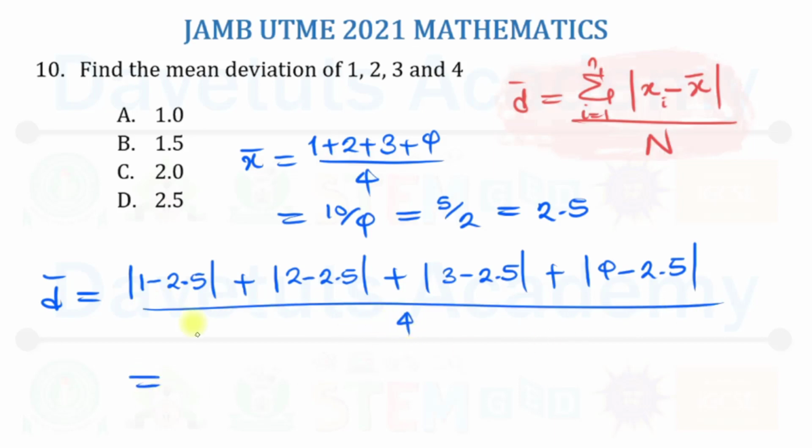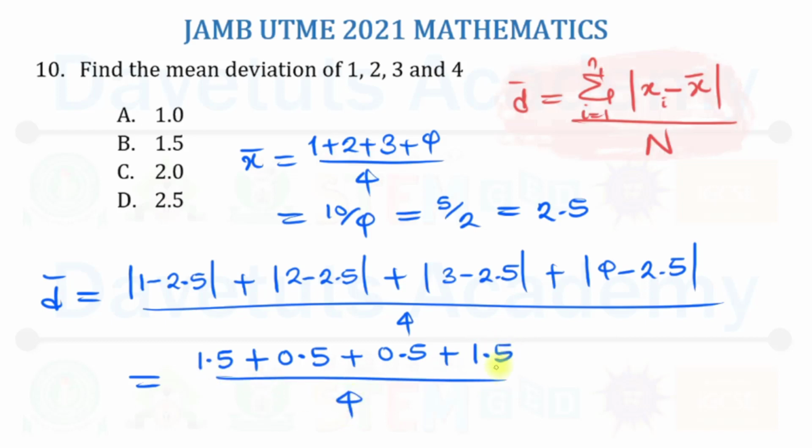If you are to do that, 1 minus 2.5 will be 1.5, but we are taking the absolute value, so we're not going to take the negative value. 2 minus 2.5 is 0.5, the absolute value. 3 minus 2.5 is 0.5, and 4 minus 2.5 is 1.5. You can see the linearity here: 1.5, 0.5, 0.5, 1.5. So 1.5 and 1.5 is 3, 0.5 and 0.5 is 1, 3 plus 1 is 4, so you have 4 over 4, and that is going to be 1. Just like I said at the onset, you don't need to really fret. The answer is A, 1.0.